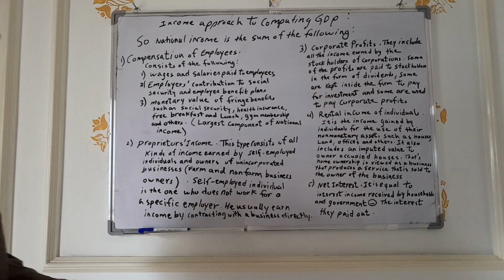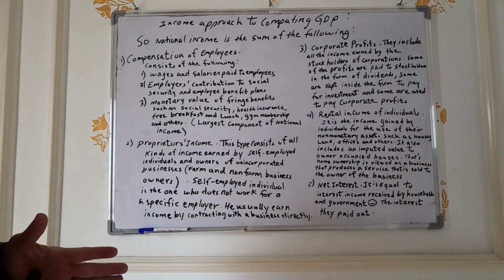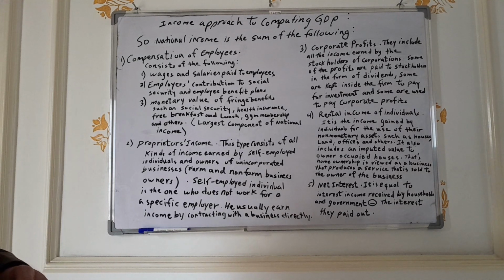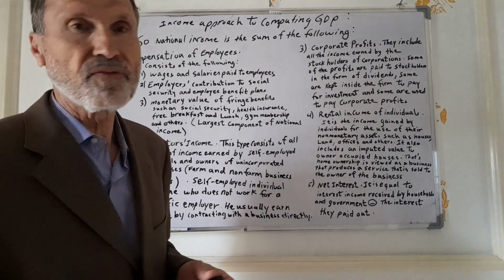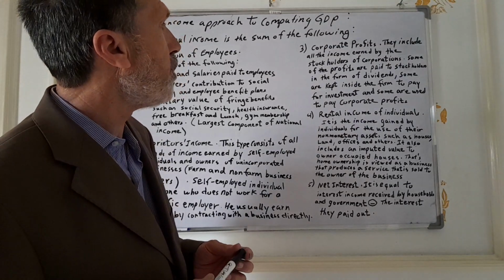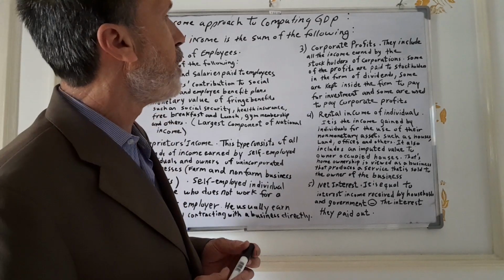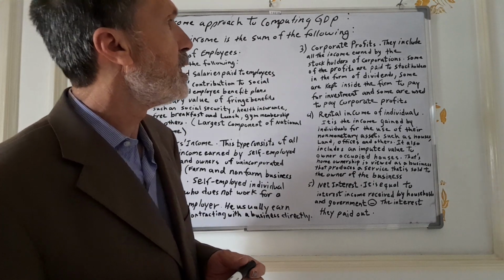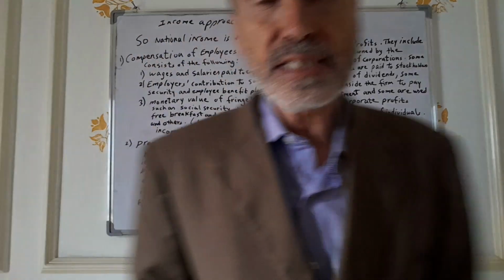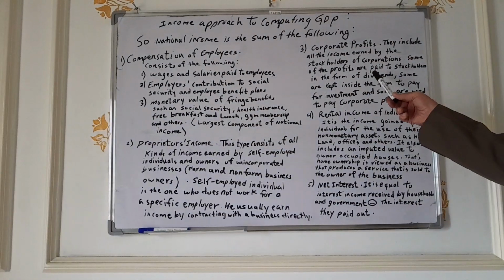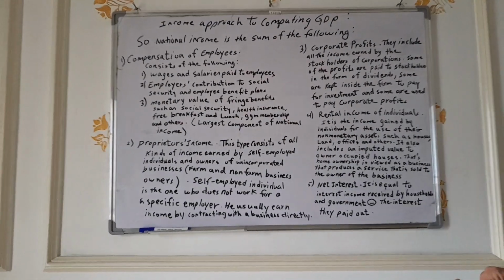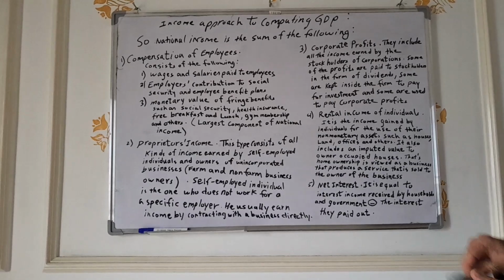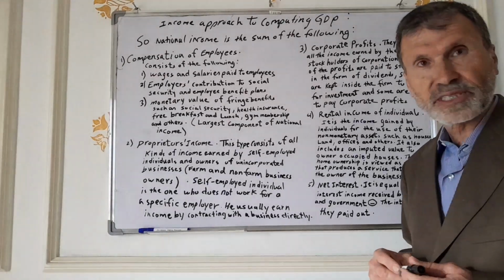Now, the third type of national income is corporate profits. As you can see, corporate profits include or consist of all income earned by the stockholders of corporations. Some of these profits, of course, are paid to stockholders in the form of dividends. Some others are kept inside the firm to pay for investments. Of course, some others also are used to pay corporate profits taxes.